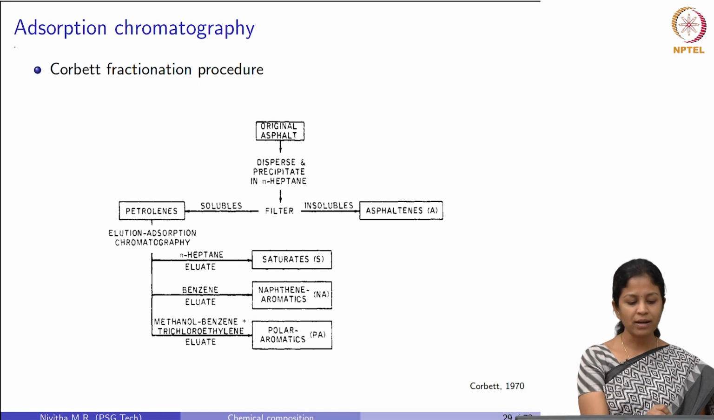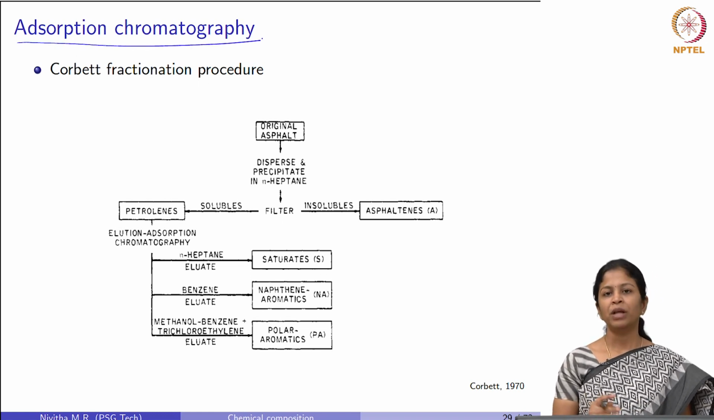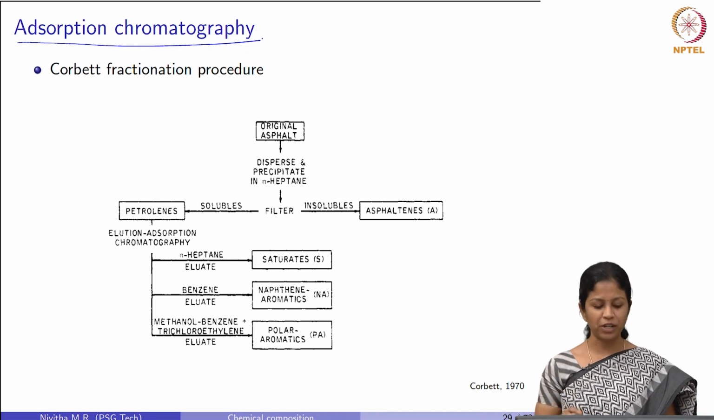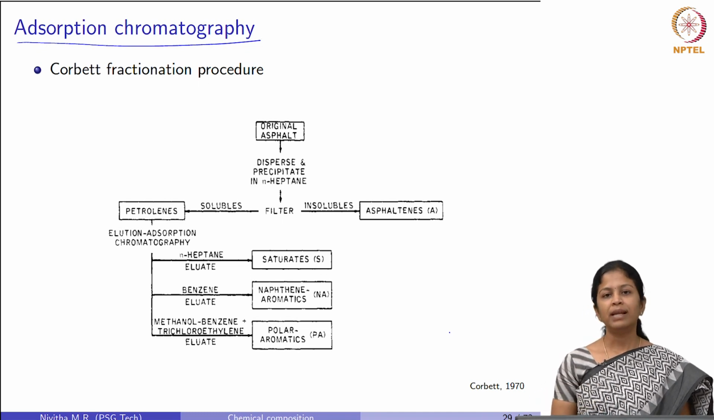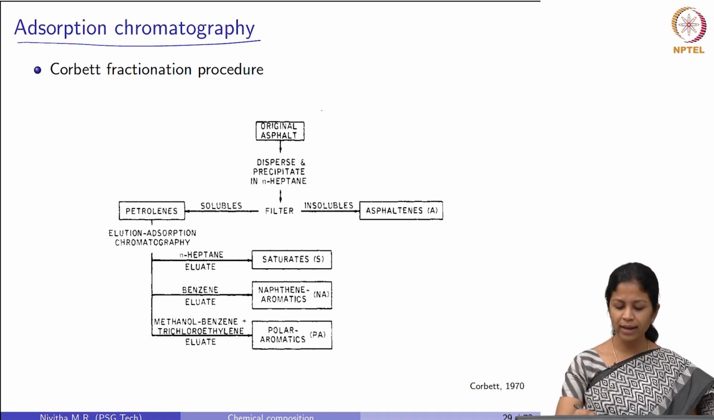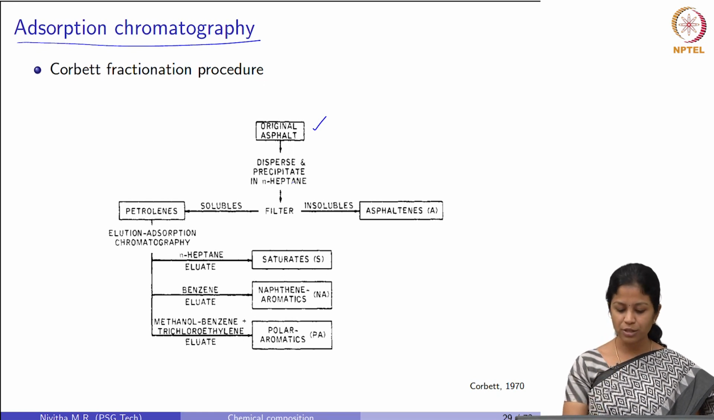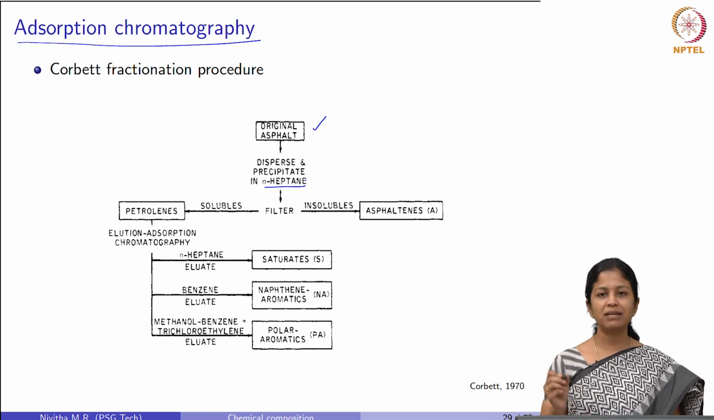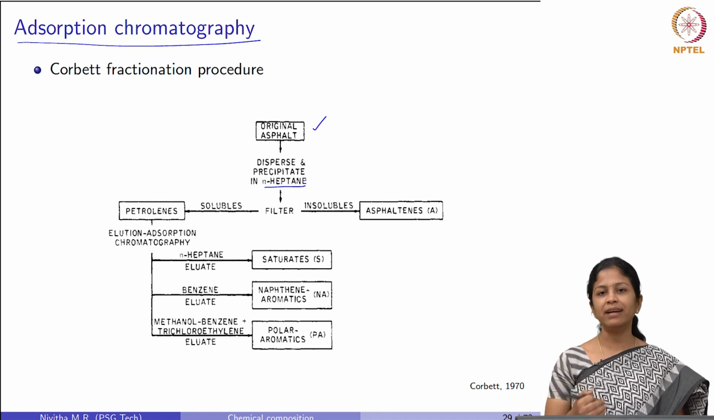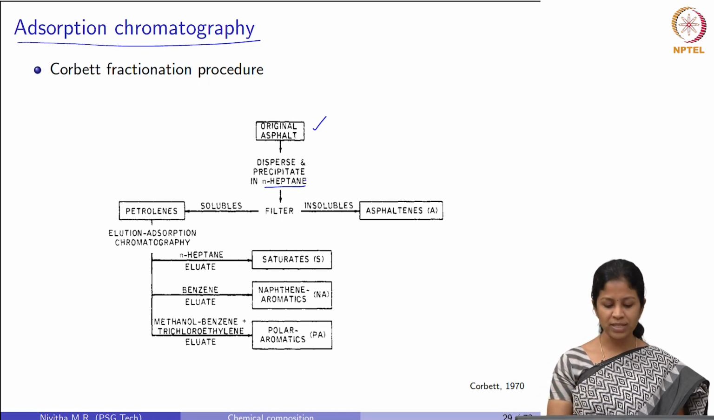It is based on an adsorption chromatographic technique. I will tell you what this technique is. We will be seeing this particular technique in detail, but for now, let us look into this Corbett fractionation procedure. Here we have the original asphalt, the bitumen, which is dissolved in N-heptane. So, we are using N-heptane as a solvent here. We can see that as the procedures come down, we are using stronger solvents.